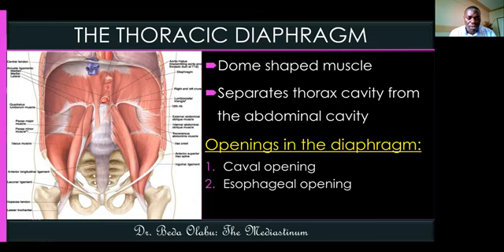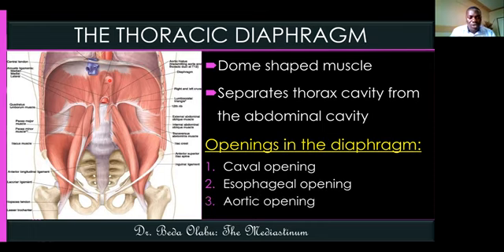The esophageal opening is at the level of T10. That is the opening for the esophagus. So the structures that go through this one will be the esophagus itself, but we also have the vagus nerves going through that opening. Vagus nerves, the 10th cranial nerve, must go through the thoracic diaphragm to reach the organs of the abdomen.